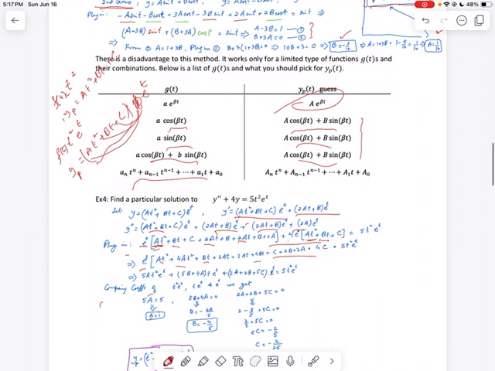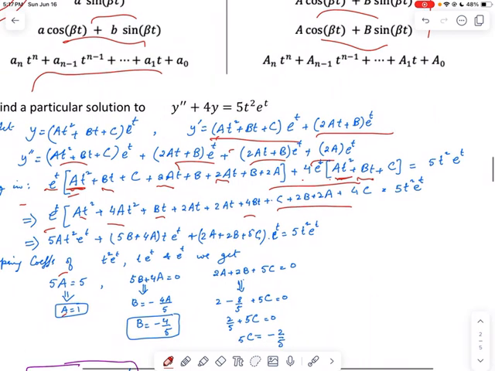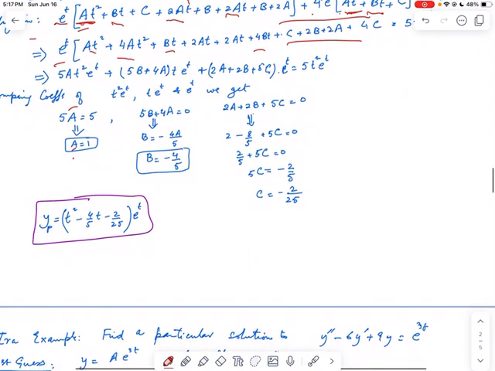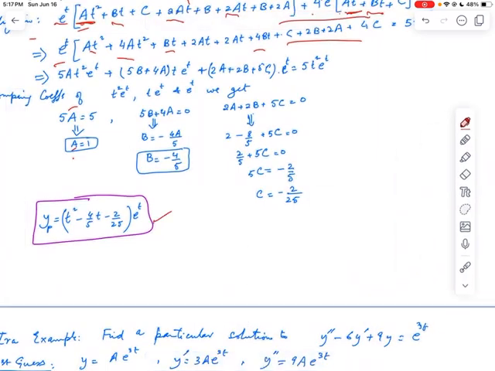Anyhow, comparing coefficients and doing the work, we nicely get the values of each. A is 1, B is negative 4 over 5, C is negative 2 over 25. So we get y of t is equal to t squared minus 4 over 5 t minus 2 over 25, times e to the t. So that's our answer. I'll stop here and do the next example in the next video.